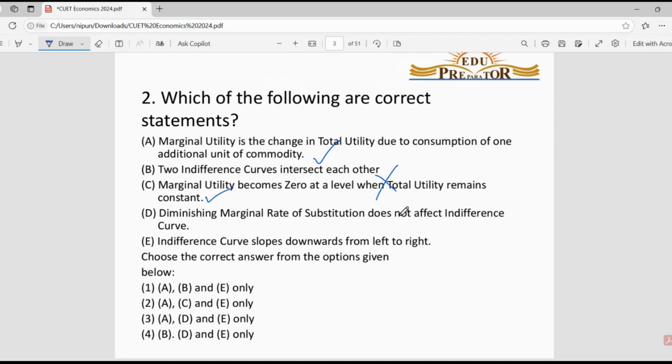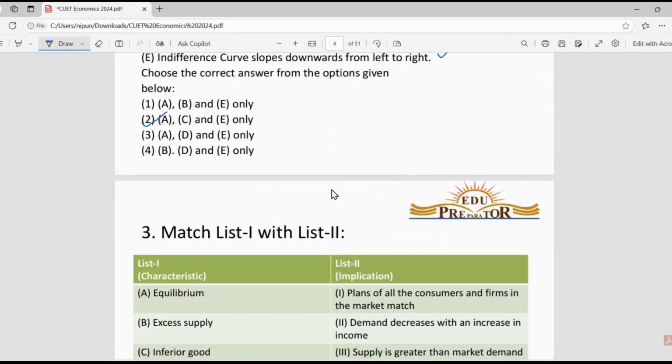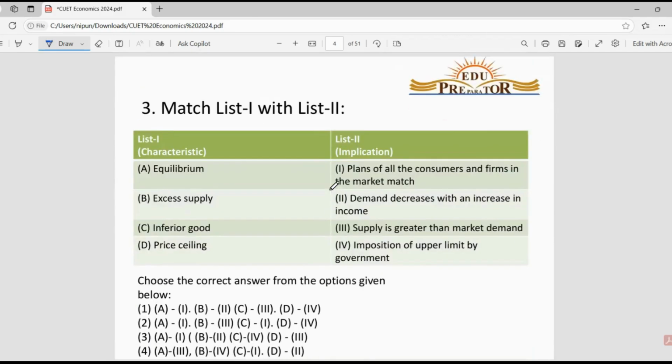Diminishing marginal rate of substitution does not affect the indifference curve. You understand that due to diminishing MRS, the indifference curve is convex. Therefore, it certainly affects the indifference curve. Hence, statement D is incorrect. And an indifference curve slopes downwards from left to right. This is a correct statement. Therefore, statements A, C, and E, these three are correct, and hence our correct option is option number 2, that is A, C, and E. Let us move to question number 3.